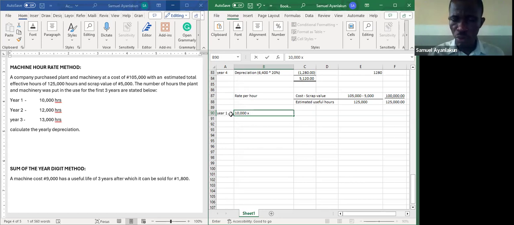Times 0.8, that's 80 kobo. What do we have? I need answers from you. Year two, we have 12,000 hours times the same amount, 0.8, times 0.8.